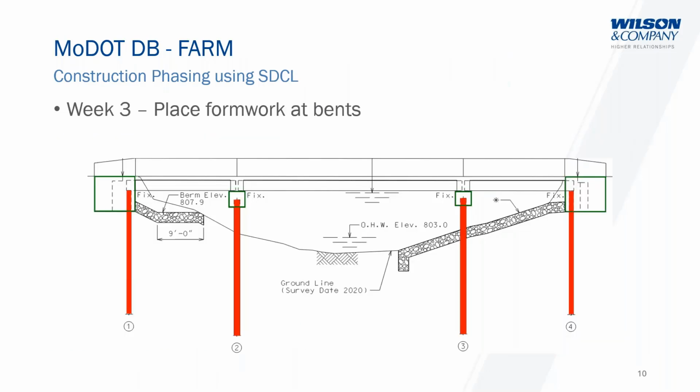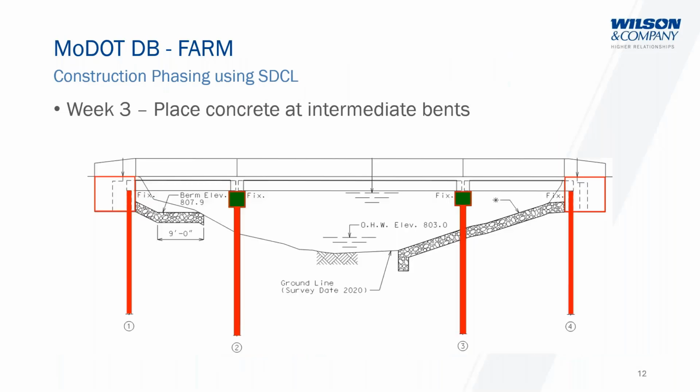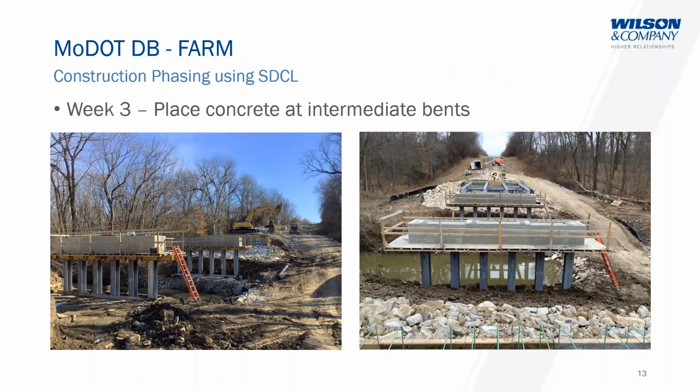Week 3, they're going to place their formwork at those vents. As you can see by the green lines, and the red is what's already been placed. On the right side, you've got your end vent forming going in. On the left side, you have your form still in place for your intermediate vents. They've already placed the concrete in that picture. Within that same week, you are then going to place the concrete at the intermediate vents for the cap. And then you can see here that they've got some strip forms over on the left, same on the right there.